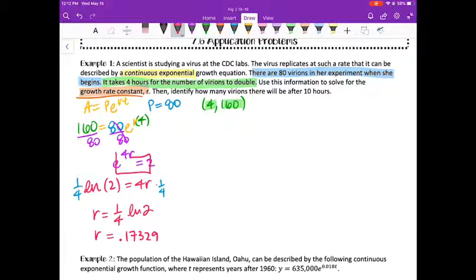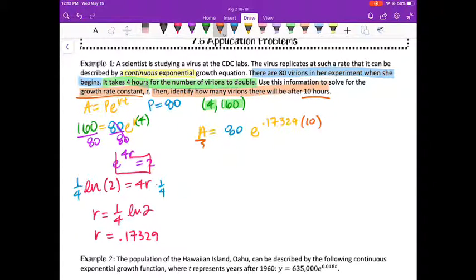Now that we know r, we can answer our second question. So how many virions will there be after 10 hours? Well, our general equation is now A equals Pe to the 0.17329t. And for this particular case, we also know our principal amount. So we know that we can swap out P with 80. And now we can also swap out t for 10. Because we have a time of 10, we want to figure out how many we have to end with, which would be our A value.